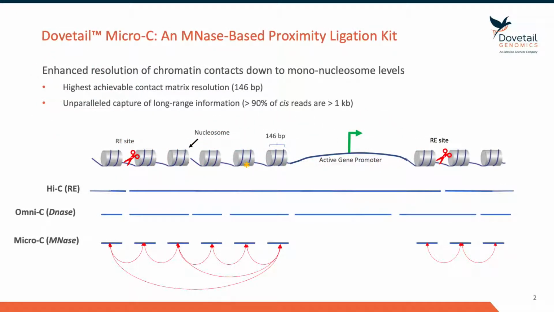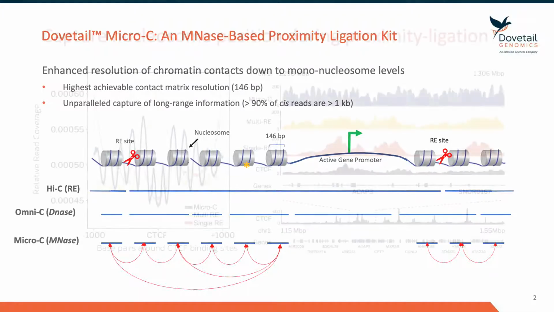So to start, I'd like to orient you to our new Micro-C kit, which is basically an MNase-based approach to Hi-C. So instead of using restriction enzymes, we use the micrococcal nuclease to cut between nucleosomes and to chew back, so we're getting a 146 base pair fragment that's distributed frequently across the genome as opposed to making more random cuts or having fragments that are of random sizes.